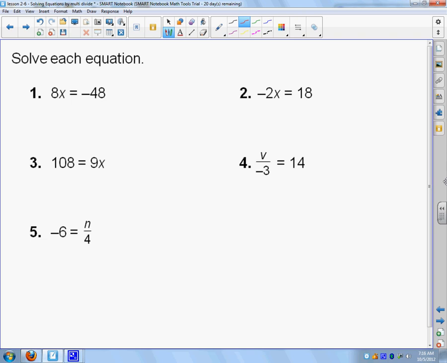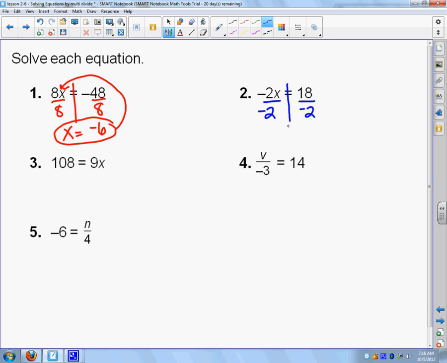Okay, welcome back. So for this one, I am going to divide both sides by 8. So x equals negative 6. You can check your answer by putting it in for x. Do 8 times negative 6 and you'll get negative 48. This one, I am going to divide both sides by negative 2. So x equals negative 9. Negative 2 times negative 9 equals positive 18. So that's checked.